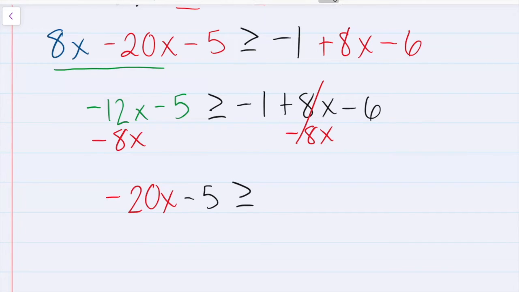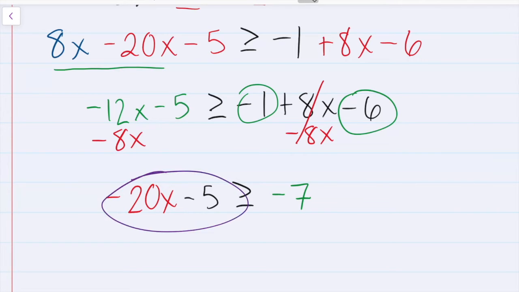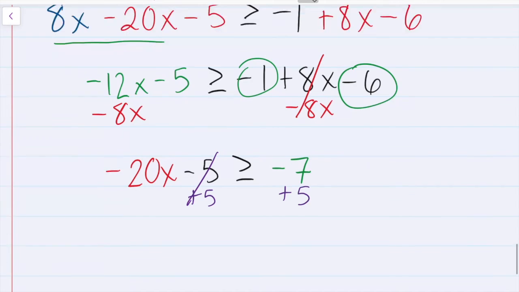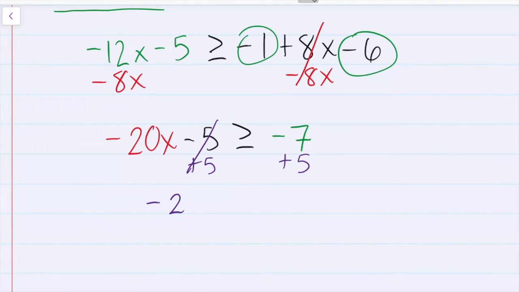Oh, can we combine the -1 and the -6? -1 minus 6, that just gives us -7. And then let's move. Now that we have the x on one side, let's move what doesn't have an x, which will be the -5. So we do +5 plus 5. That will give us -20x is greater than or equal. -7 plus 5 is -2.